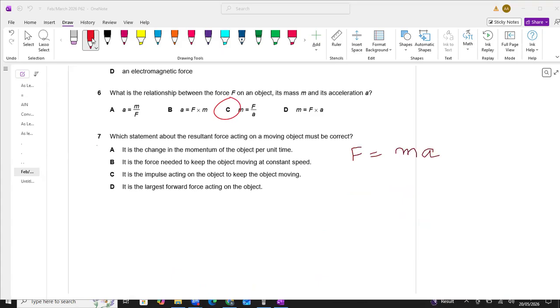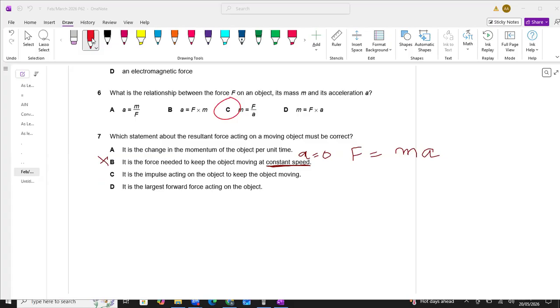But in these options, they are saying it is the change in momentum of the object per unit time. It is a force needed to keep the object moving at constant speed. So if the object is moving with constant speed, it means acceleration is zero. And if the acceleration is zero, it means that the resultant force is zero. So obviously B cannot be the right answer, because force and acceleration are directly proportional to each other. So if the object is moving with constant speed, it means acceleration is zero.